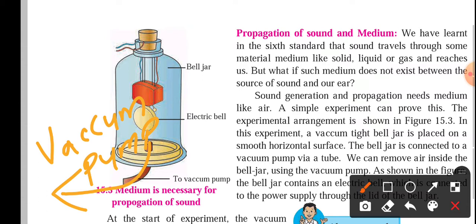And then we have to start this vacuum pump. When the vacuum pump starts, the air starts to flow out. That pump will suck out all the air present inside the bell jar. As soon as it starts, the sound we are hearing from the bell reduces gradually, and the time comes when we are not able to hear the sound of this bell.